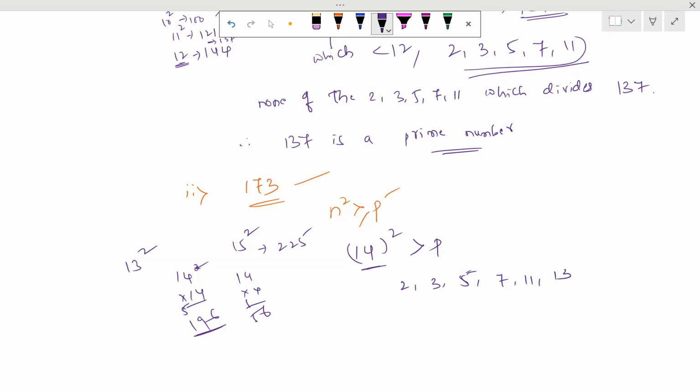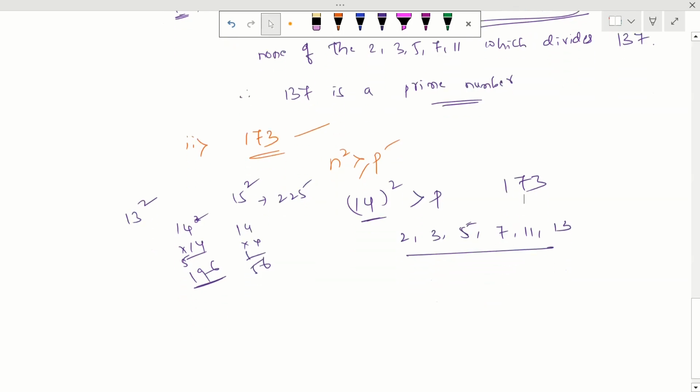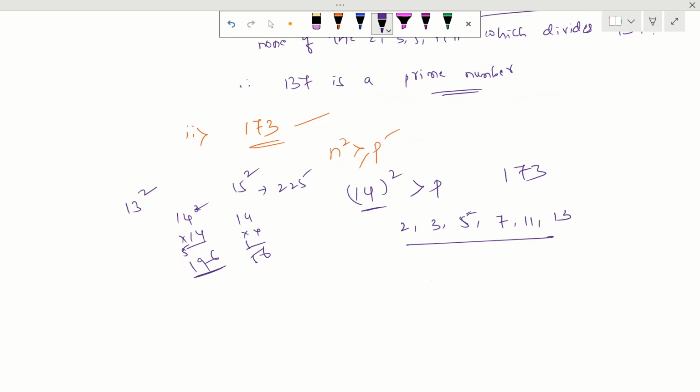We have to check which of these numbers divides 173. Clearly, none of them divides 173. So we can say 173 is a prime number. Therefore 173 is a prime number.